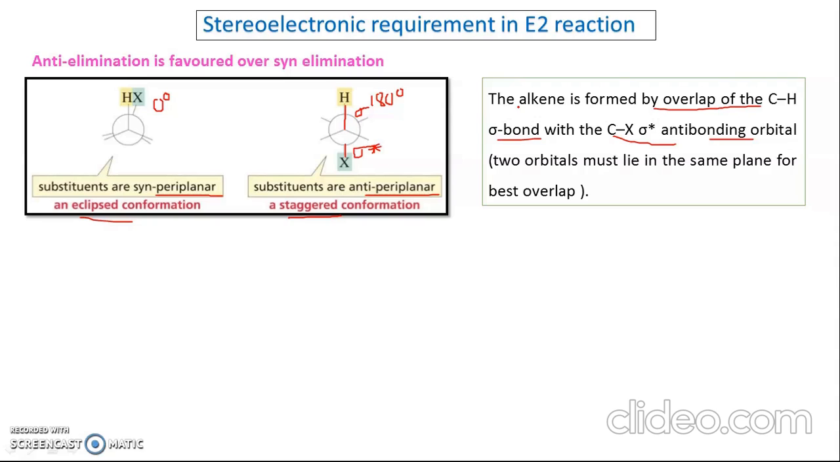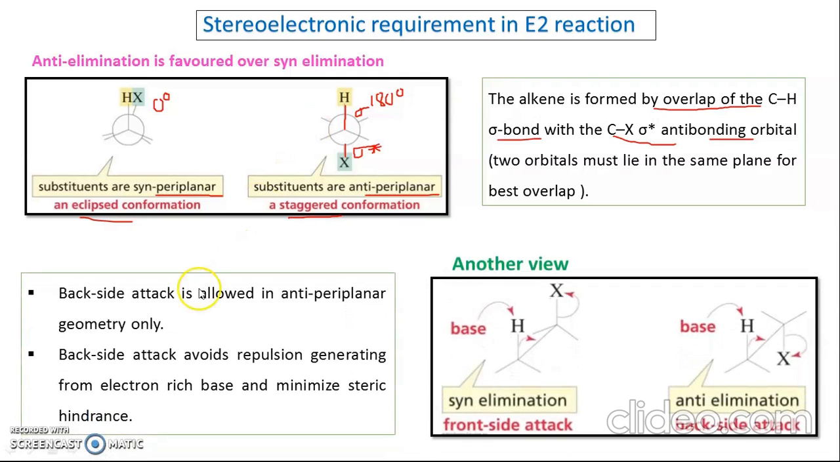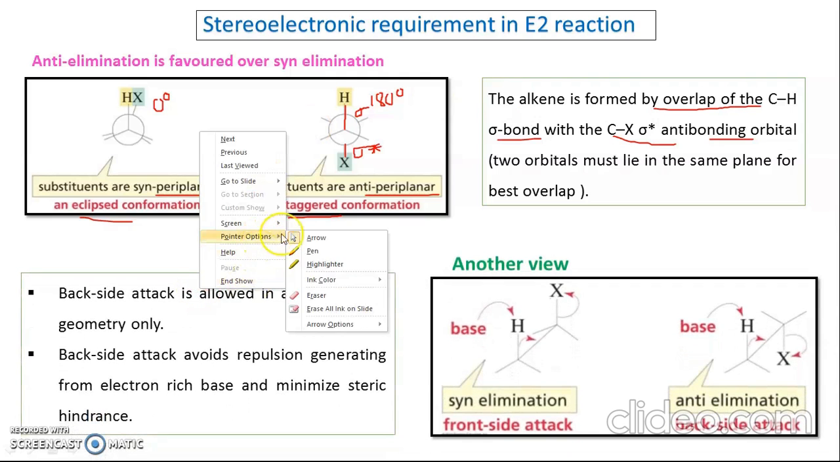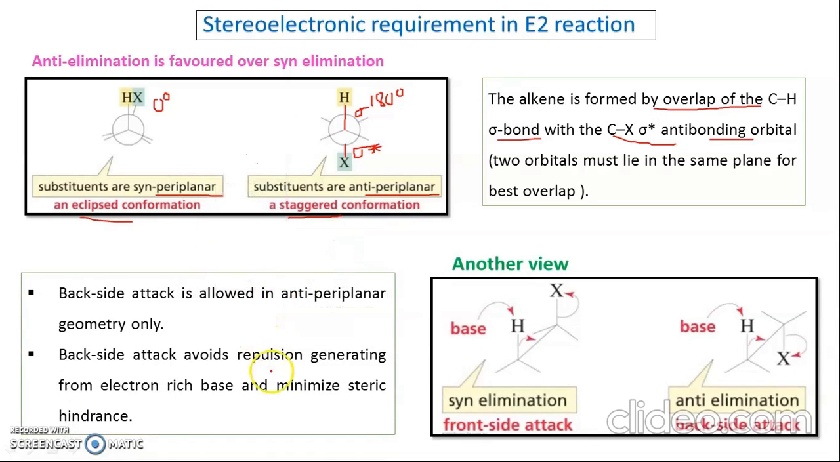Now you can say that in syn-periplanar they are also overlapping, and in anti-periplanar they are also overlapping. Yes, that is true, but still anti-periplanar is more preferred compared to syn-periplanar. Why is anti-elimination preferred? Because in anti-elimination you can avoid the repulsion that is generated from the electron-rich base.